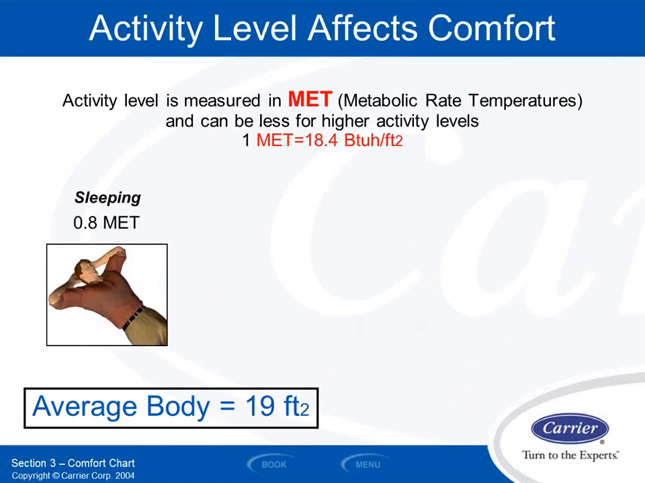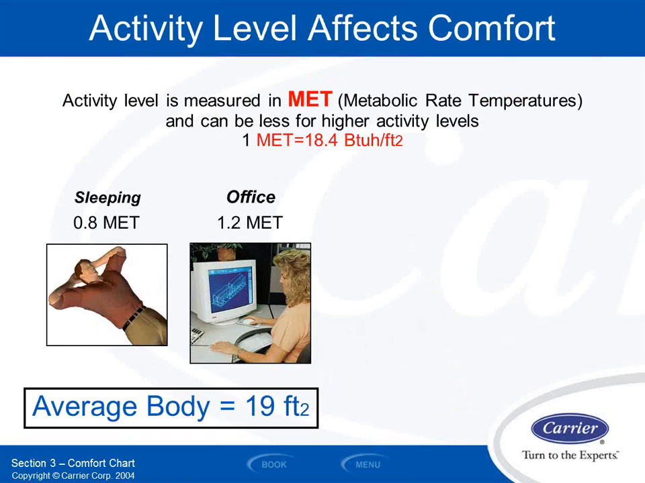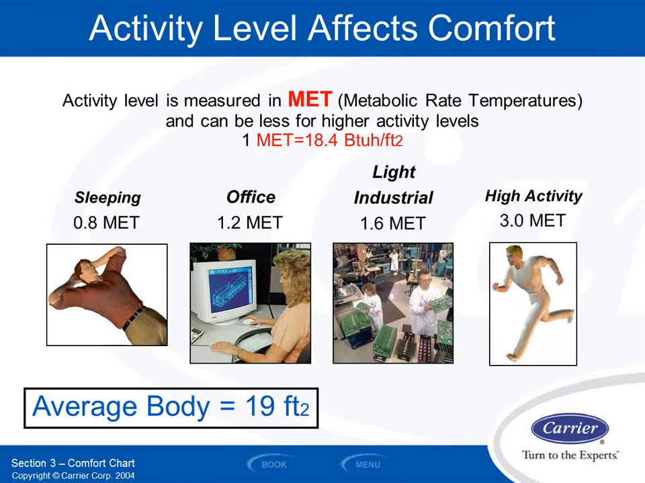We also can't control your activity level, but it is important to note that your activity level determines how much heat you generate, and what you're doing has a different effect on your metabolic rate. And the metabolic rate is a heat measurement, right? One metabolic unit is 18.4 BTUs per hour per square foot.